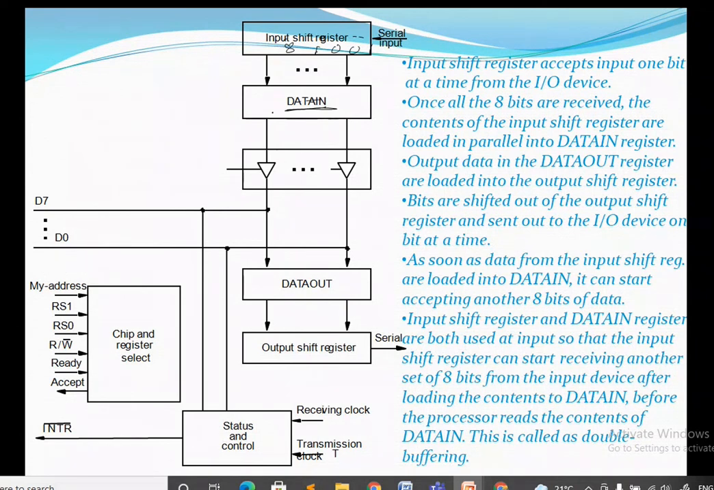Then from that it is going to be sent through the output lines, represented D0 to D7. I have already explained how the input and output operation works. Accordingly, it is going to make use of these signals and the operation is carried out. So the input shift register accepts one bit at a time from the IO device. Okay, that is the first step for the serial port.